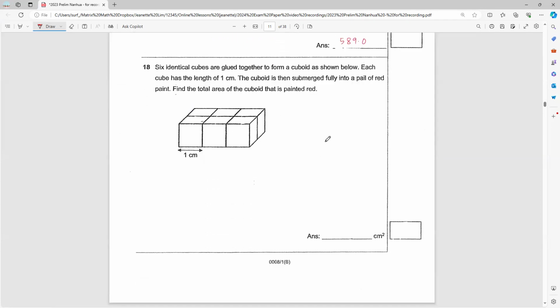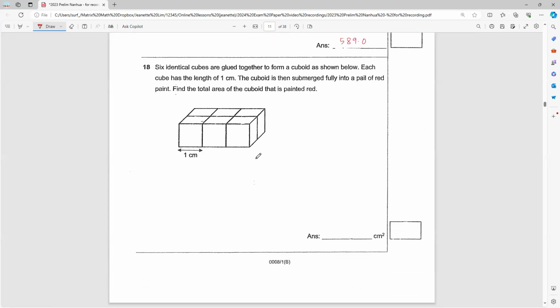Question 18. 6 identical cubes are glued together to form a cuboid as shown. Each cube has a length of 1 cm. The cuboid is then submerged fully into a pail of red paint. Find the total area of the cuboid that is painted red.